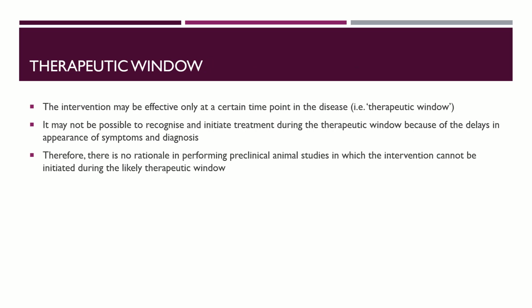Before we go to the next signaling question 3, you need to understand what a therapeutic window means. The intervention may be effective only at a certain point in the disease. This is called the therapeutic window. Now, in humans, it may not be possible to recognize and initiate treatment during the therapeutic window because of the delays in appearance of symptoms and diagnosis. Therefore, there is no rationale in performing preclinical studies in which the intervention cannot be initiated during the likely therapeutic window in humans.